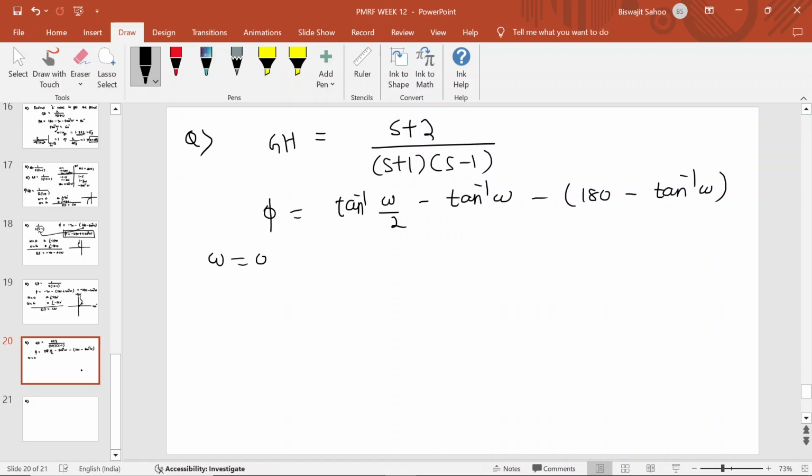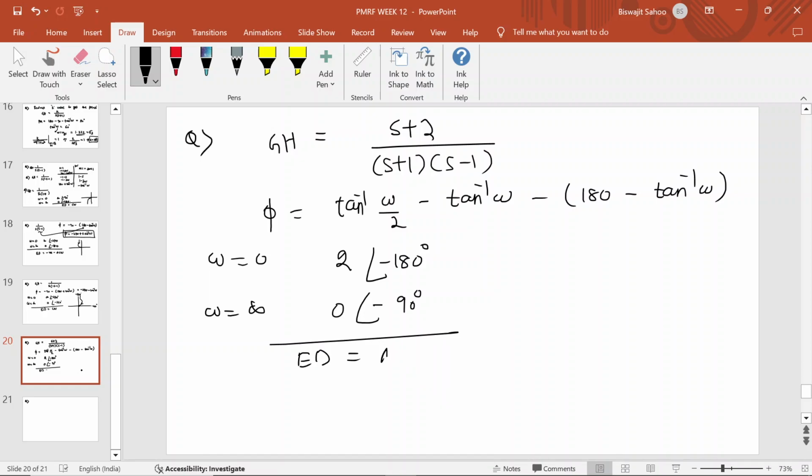What is the value at omega equal to 0? Put omega equal to 0, then this will be the magnitude. Just find out. Tell me 2. Magnitude will be 2, not minus 2, right? What is the angle? The angle should be minus 180 degrees. At omega equal to infinity, this value will be 0 and the angle will be minus 90. Check it out. My angle is minus 90. So what is the ending direction? Ending direction is negative, should be anti-clockwise.